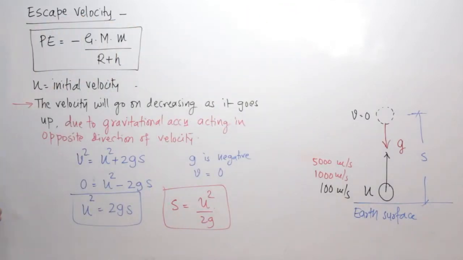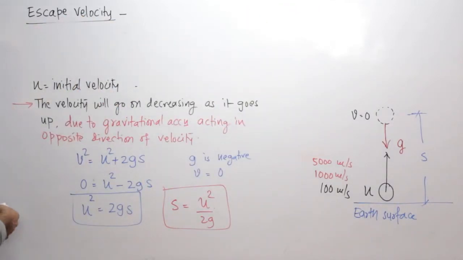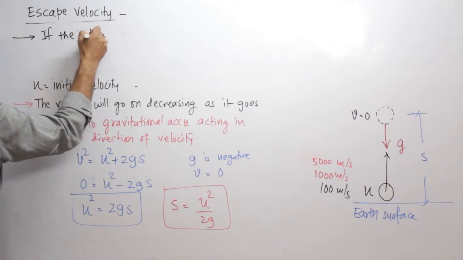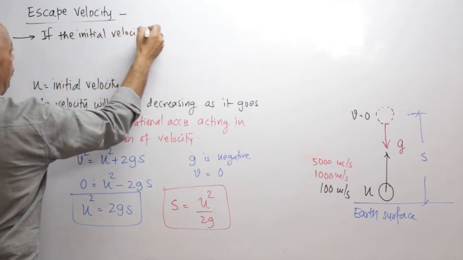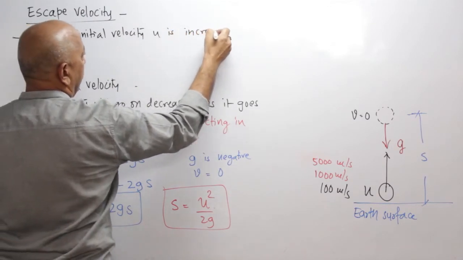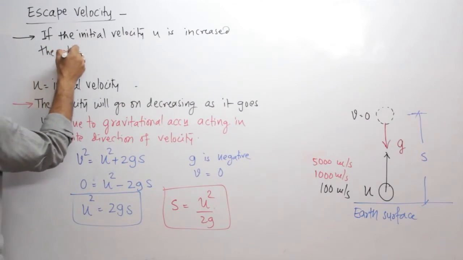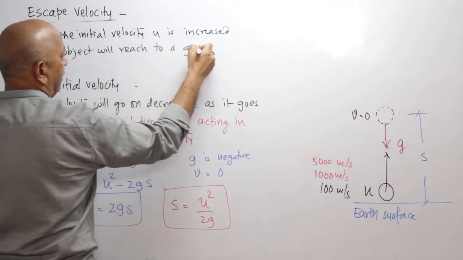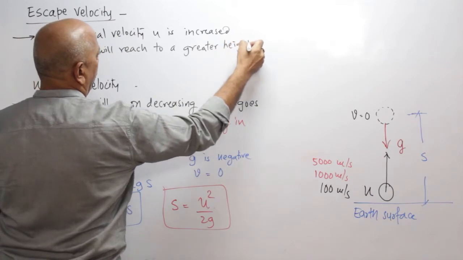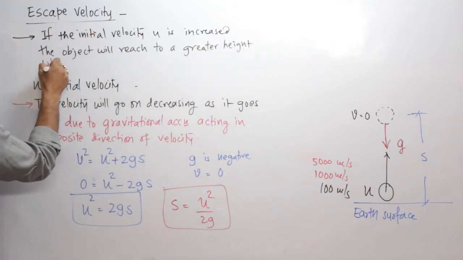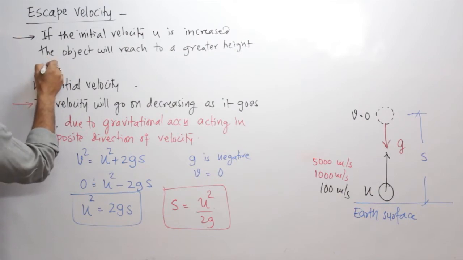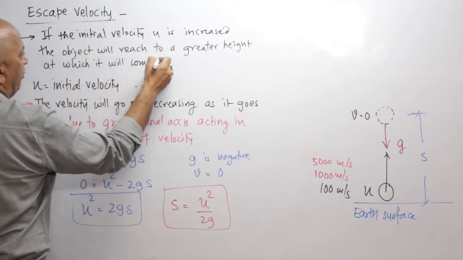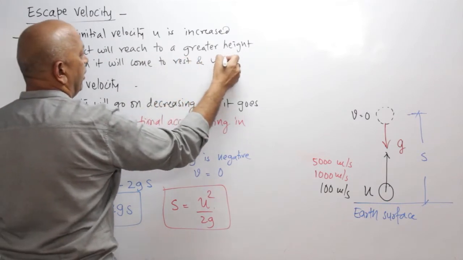So we can write down here: if the initial velocity u is increased, the object will reach a greater height, at which it will come to rest and will fall down.